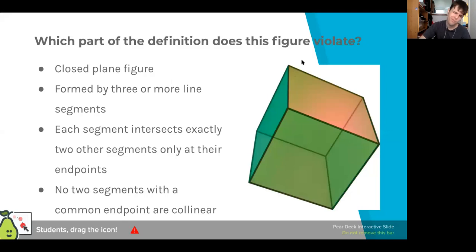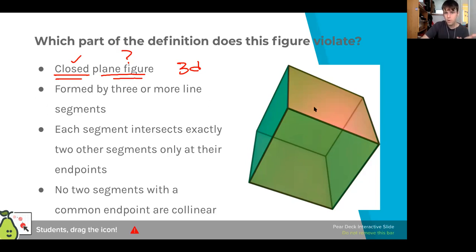Okay, so this is supposed to be 3-dimensional. I will just say that this is a cube. Closed plane figure. It is closed, so that's a check mark. Is it a plane figure? No. This shape is 3-dimensional. It's drawn on a flat surface, but if it is an actual cube, which it is supposed to represent, it is 3-dimensional. It is not a flat plane figure. So it violates that for sure.